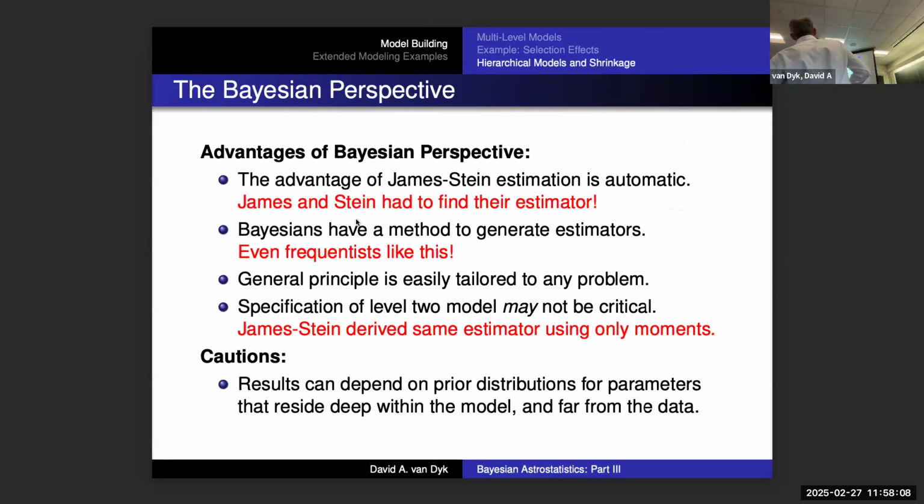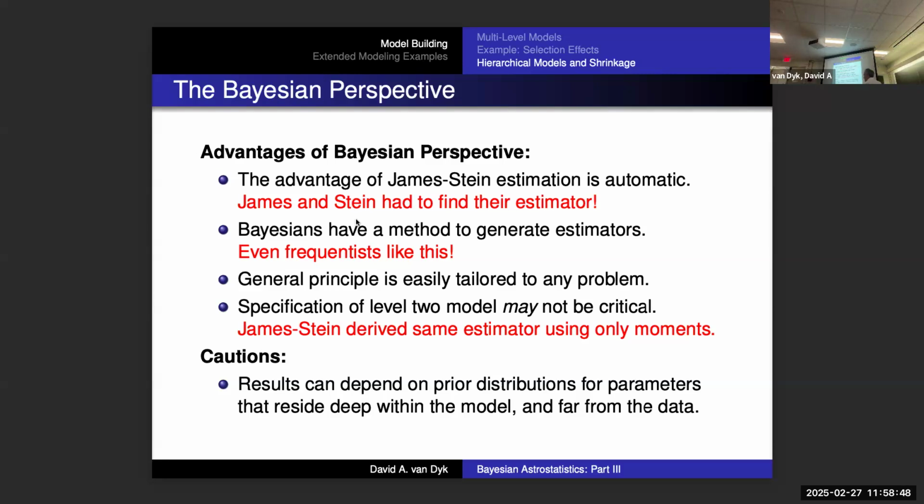Maybe just a summary. James and Stein had to find their estimator. This is also a little insight into how statisticians think. Even if you are a die-hard frequentist, and you don't ever want to write down a prior distribution, you don't ever want your analysis to be based on this kind of subjectivity, you might still use Bayesian thinking to come up with the estimator, the functional form, and then throw away all your prior distributions and just use that as a statistic to make an estimator.